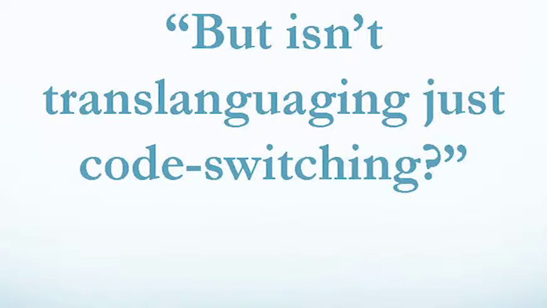So translanguaging is the use of the learner's full linguistic repertoire, because new language practices really only emerge in interrelationship with old language practices. Translanguaging can be a pedagogical scaffold, but we don't always want to say that translanguaging is only a temporary crutch to get to English. But the big question, but isn't translanguaging just code switching, right?